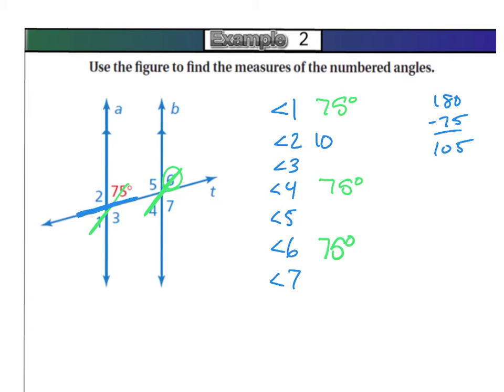So angle 2 is 105, which is vertical to 3, so that's 105. 5 is corresponding, so that's 105. And 7 is 105. So just by getting one angle here, we were able to find the measure of the other 7 angles. And you're going to have some problems like that on your homework, where they're going to give you one angle and you have to find the measures of the other 7 angles.